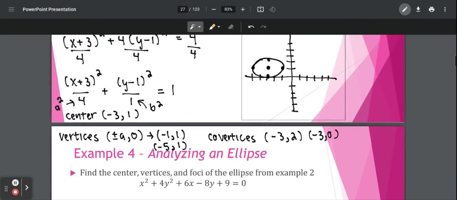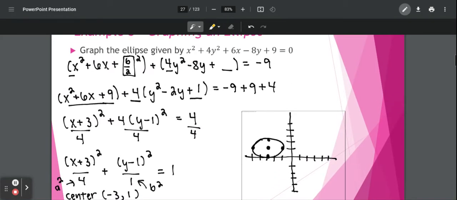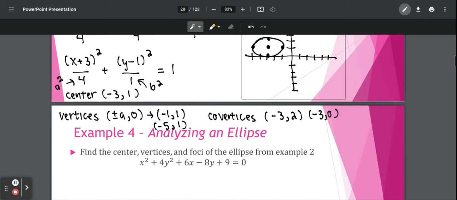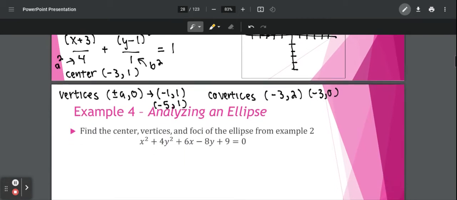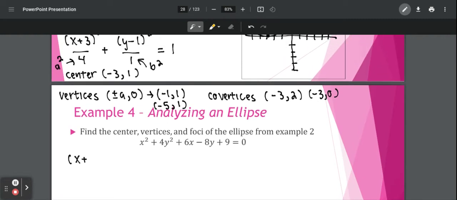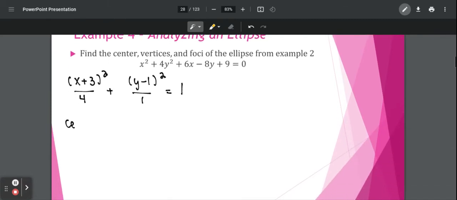So on this equation, if you notice, it's the same as the equation we did here, x squared plus 4y squared plus 6x minus 8y plus 9. So if we take what we had here where it says find the center, vertices, and foci, we already did part of that. Remember, our equation was (x plus 3) squared over 4 plus (y minus 1) squared over 1 equals 1. And so if we have to find the center, we already said that the center was at negative 3, 1.